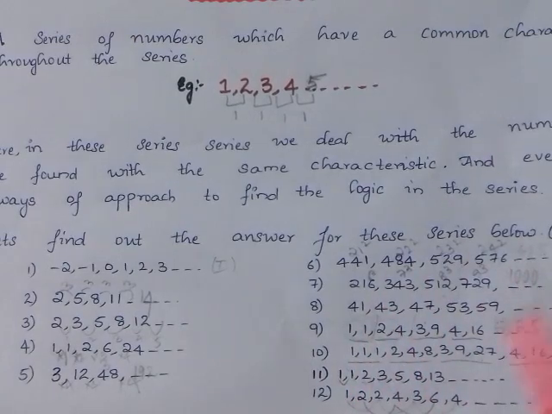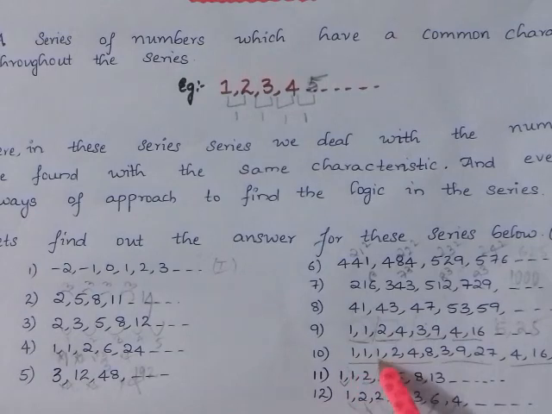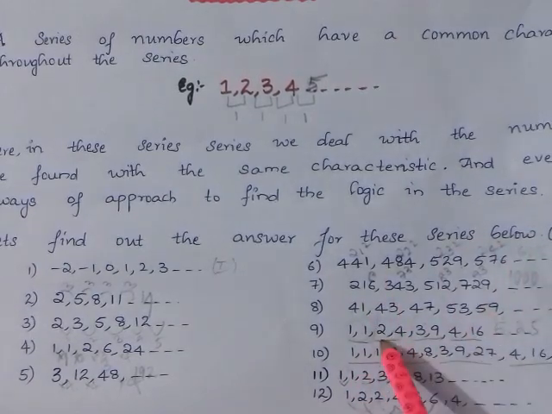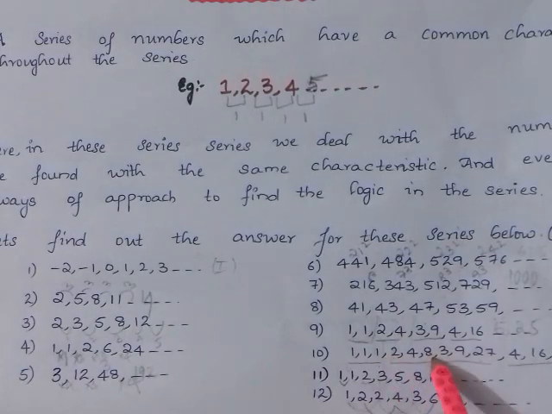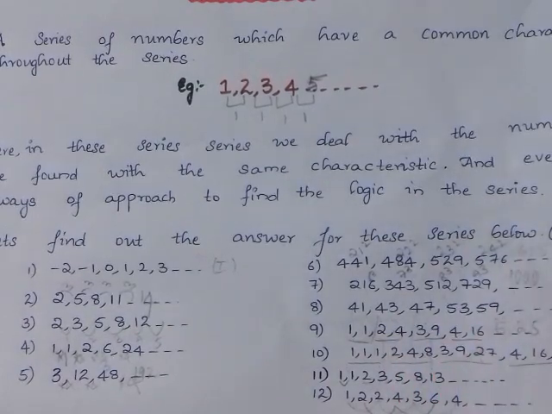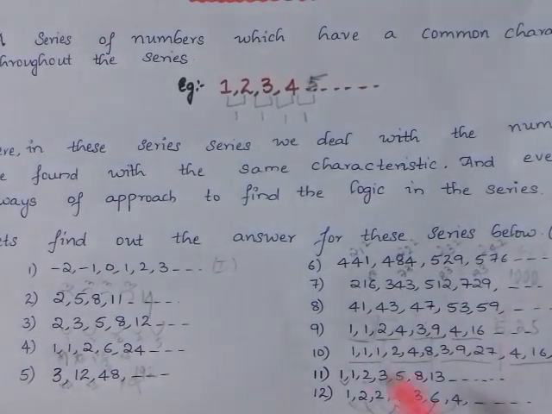Next, the second type is the triplet series. Three numbers have the same common characteristic or logic, and it breaks after the third number and will be continued for three more numbers. Again breaks, continues for three more numbers and breaks.